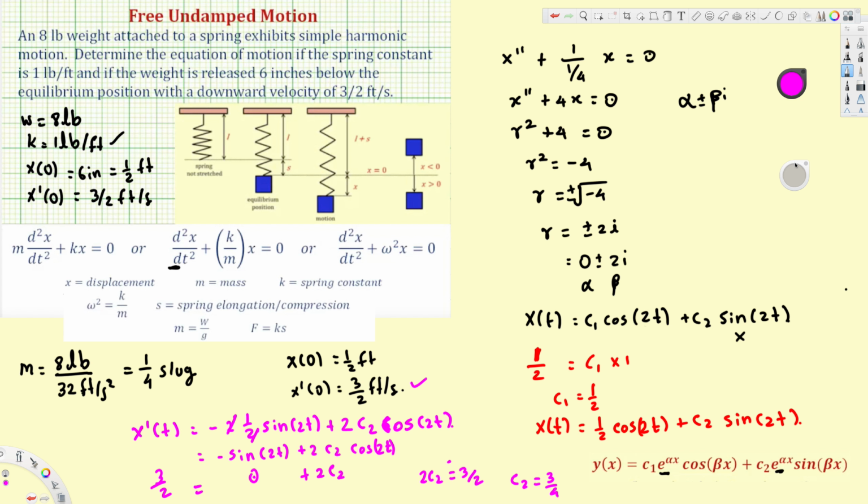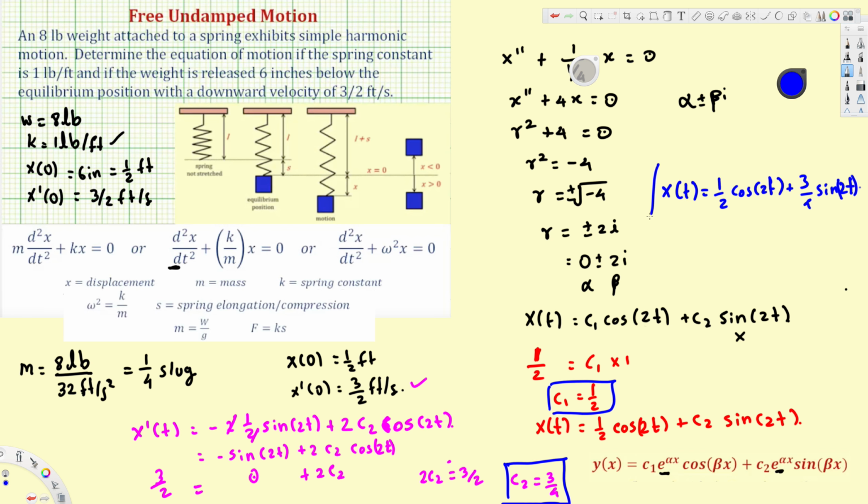Now we can go ahead and write our final particular solution. The particular solution of this differential equation is going to be x of t. We know the c1 value and the c2 value. c1 is equal to half, so half cos 2t, plus c2, which is 3/4, so 3/4 sine 2t. This is going to be our particular solution for this differential equation, and that's going to be the equation of the motion, and that's how we do this kind of problem. I hope this helps. Thanks for watching.